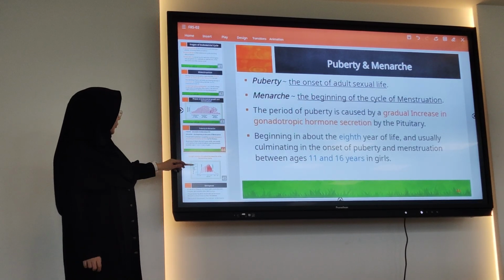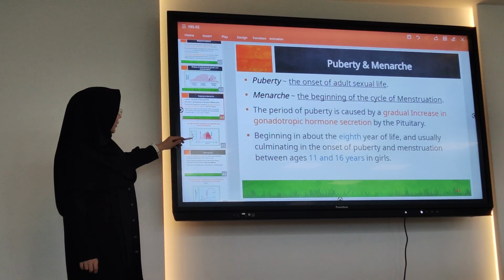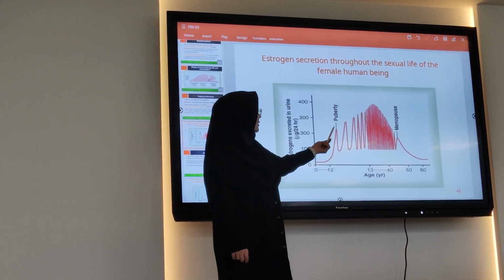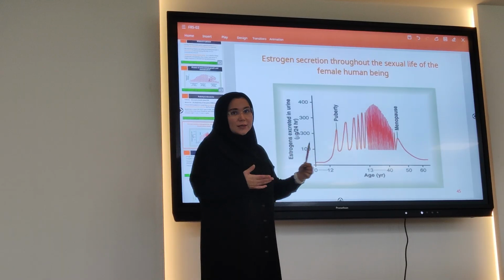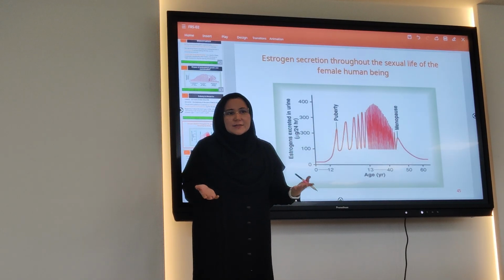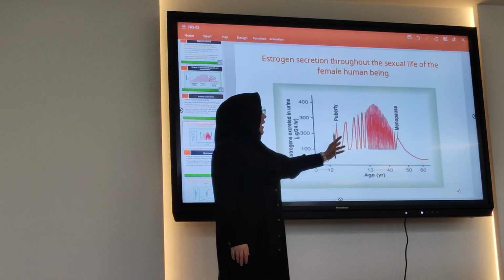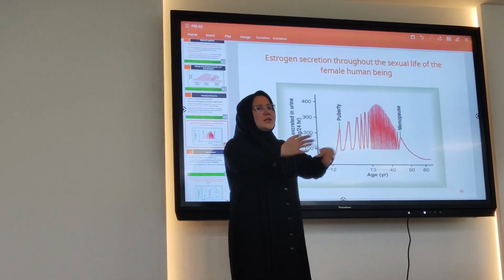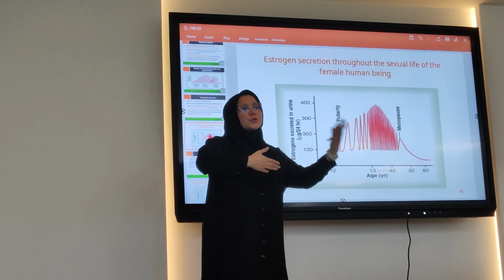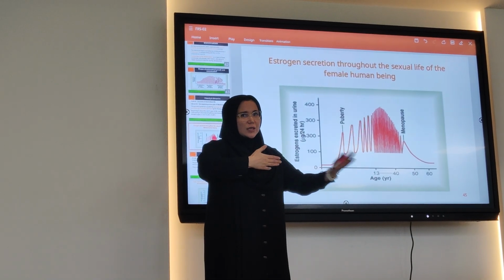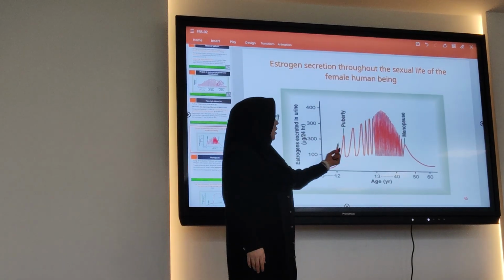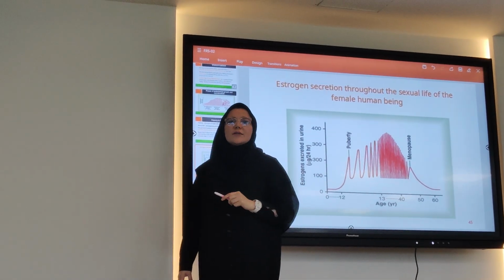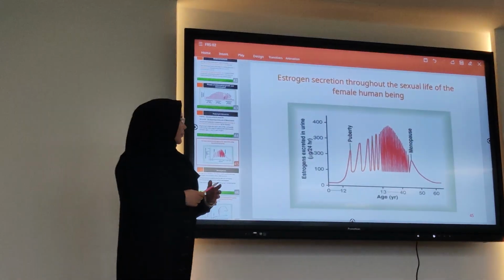We discussed puberty and menarche, my dear friend. This is puberty. Here, imagine this girl is reaching puberty. Puberty means an increased amount of estrogen hormone. But after some years, the cycle of the ovary reaches a level to produce an oocyte, to ovulate. So after some years, we need time to ovulate any oocyte from the ovary.